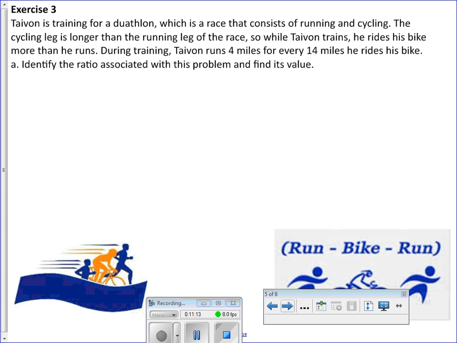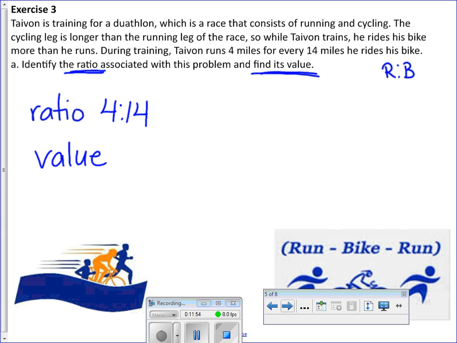So during training, Tavon runs 4 miles for every 14 miles he rides his bike. So we're comparing running to biking. Identify a ratio associated with this problem and find its value. So we're looking for 2 things to answer this question. We have to make sure that we answer both parts. So first, what is the ratio? What is the ratio of running to biking? 4 to 14.